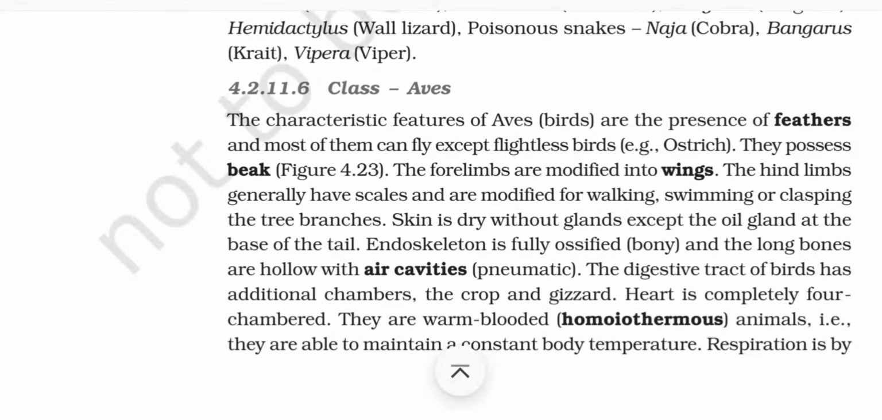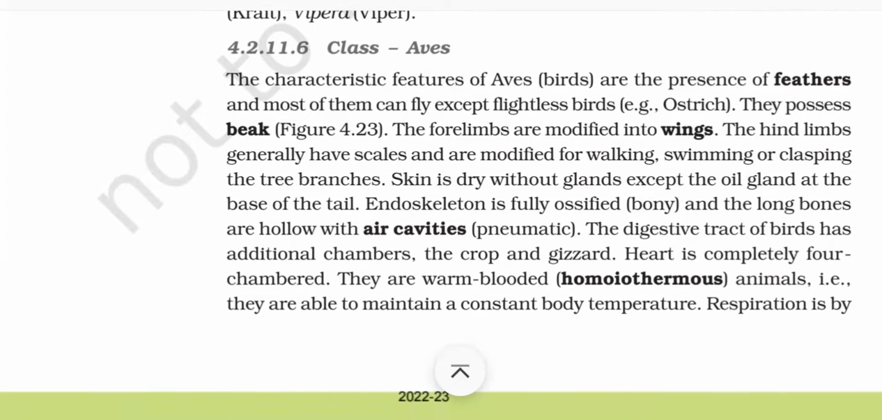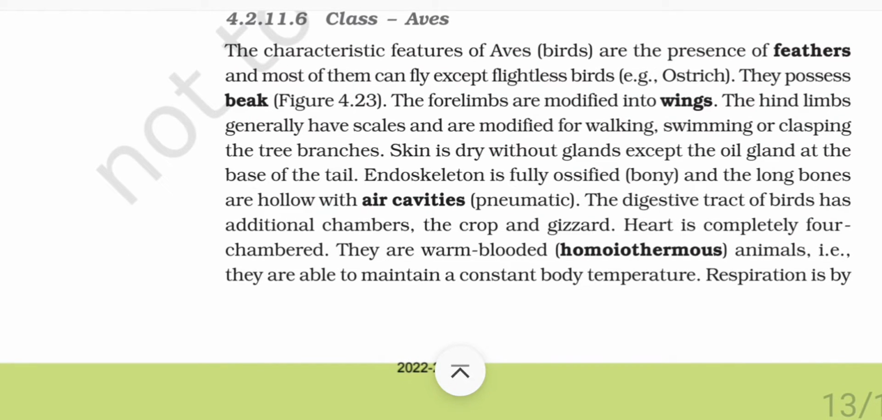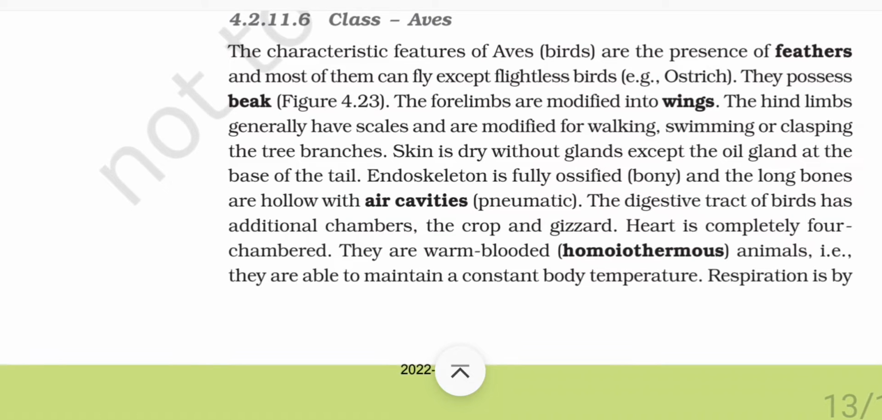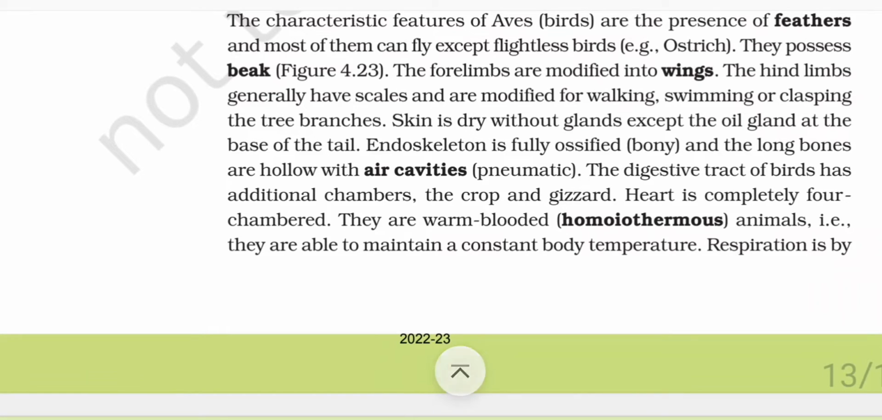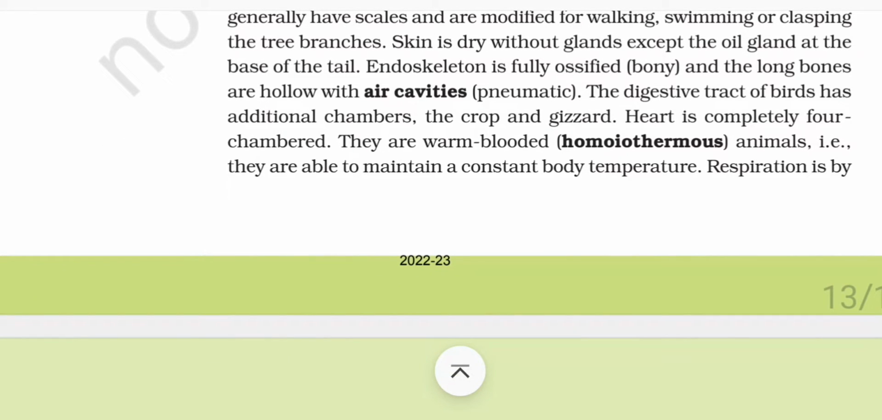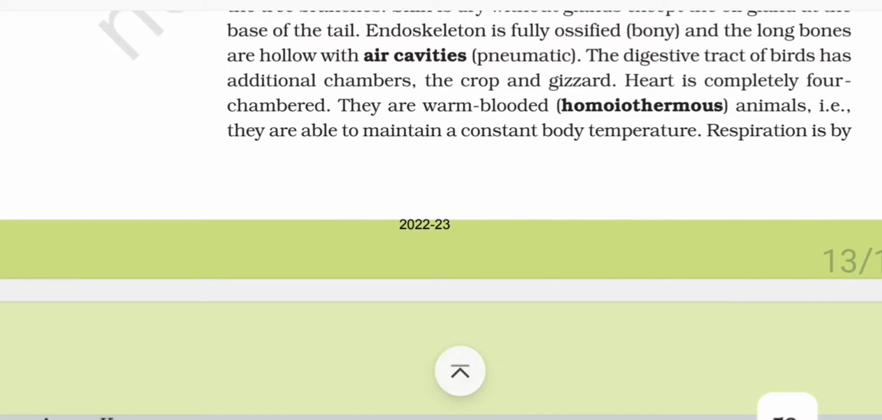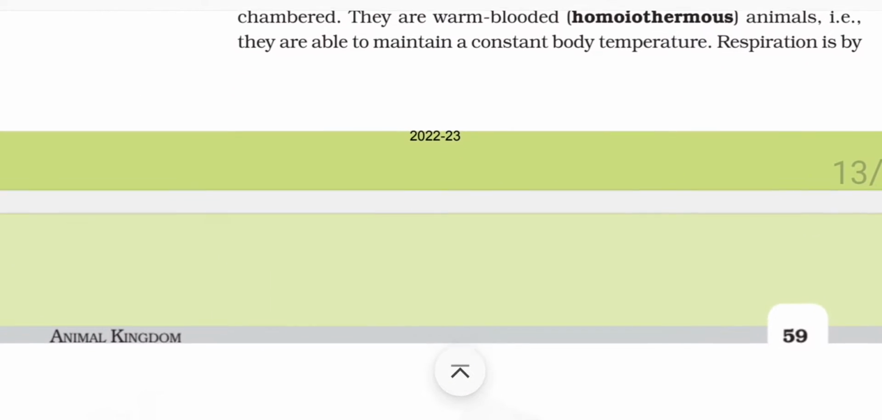Class Aves. The characteristic features of Aves are the presence of feathers, and most of them can fly except flightless birds. Example: ostrich. They possess a beak. The forelimbs are modified into wings. The hind limbs generally have scales and are modified for walking, swimming, or clasping the tree branches. Skin is dry without glands except the oil gland at the base of the tail. Endoskeleton is fully ossified and the long bones are hollow with air cavities, pneumatic. The digestive system of birds has additional chambers, the crop and the gizzard. Heart is completely four-chambered. They are warm-blooded homeothermous animals, that is, they are able to maintain a constant body temperature.